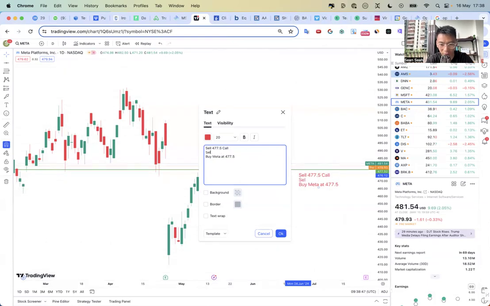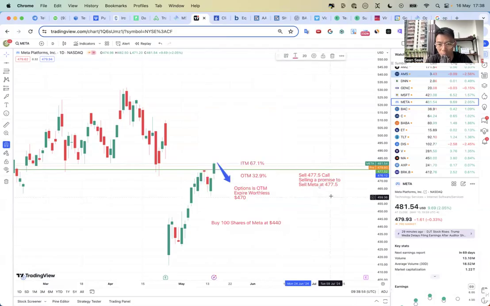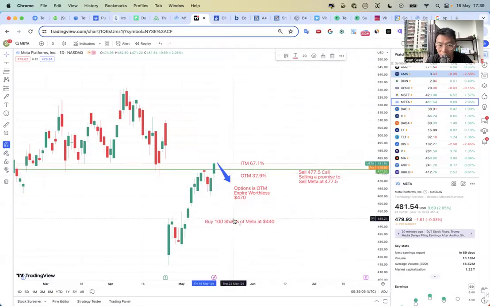We are selling a promise. Selling a promise to sell Meta at 477.5. Okay, so when we sell an option, in this case the example is selling, we collect the premium, which is about $600 over. For these $600 over, we are promising that, hey, you can actually take my Meta shares. So we are promising to sell our 100 Meta shares at 477.5.